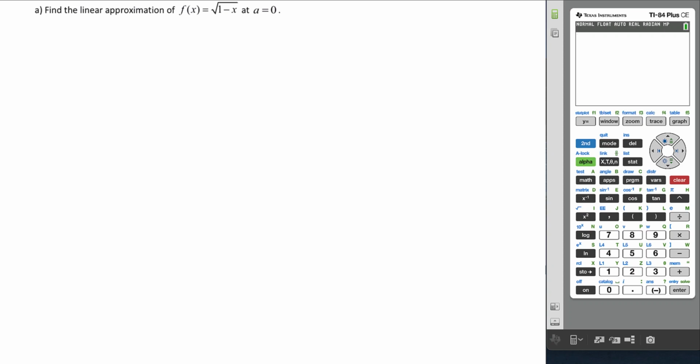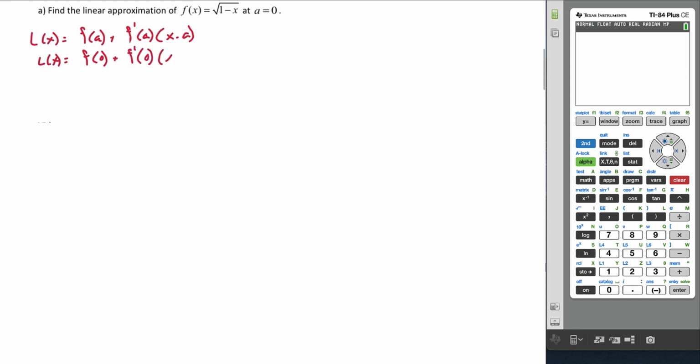Find the linear approximation of f at a equals 0. We'll start with the equation for L. L is equal to f of a plus f prime of a times x minus a. Next, plug in what a is, in this case 0. L of x is equal to f of 0 plus f prime of 0 times x minus 0.